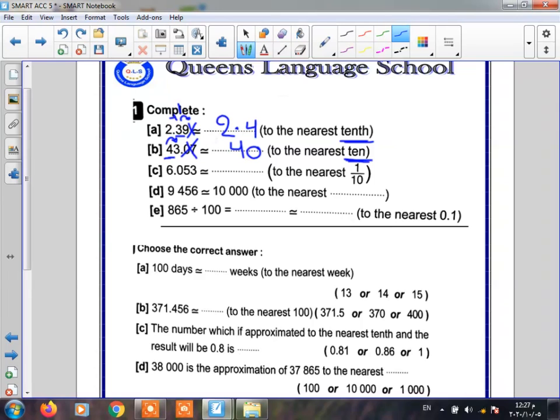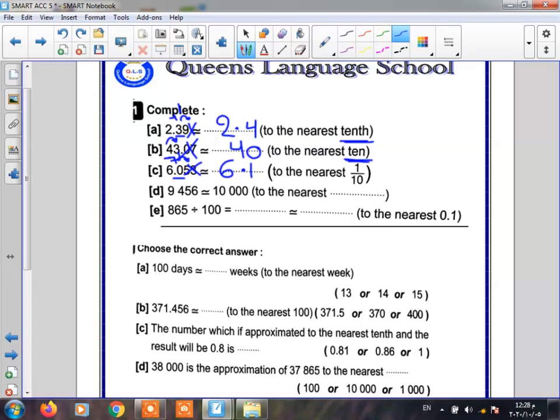6.053 approximately equal to the nearest 1 over 10. I said here approximate to the nearest 1 over 10. 0.1, 1 decimal place, all of them means a tenth. Here where is the tenth? Yes, 0, the first place after the point at the right. Look at 5. 5 give 1? Yes. Then cancel 53, the rest of the decimal. 0 plus 1 equal 1. Then put the rest to the point and here's 6.